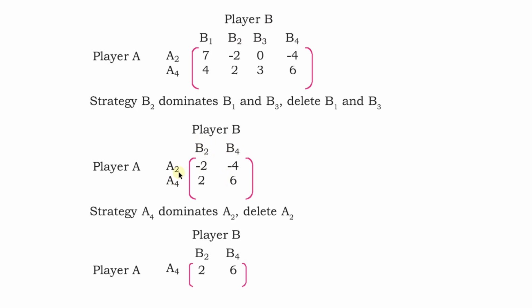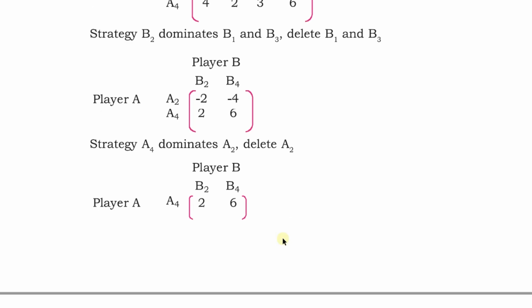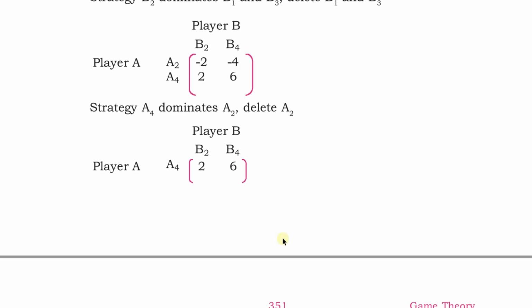So now again we come for the row wise comparison here. -2, -4, 2 and 6. So comparing A4 with A2, 2 is greater than -2, 6 is greater than -4. So obviously A4 dominates A2. Therefore while writing the next matrix we delete the strategy A2. And lastly, player A has one strategy A4, player B has two strategies B2 and B4.